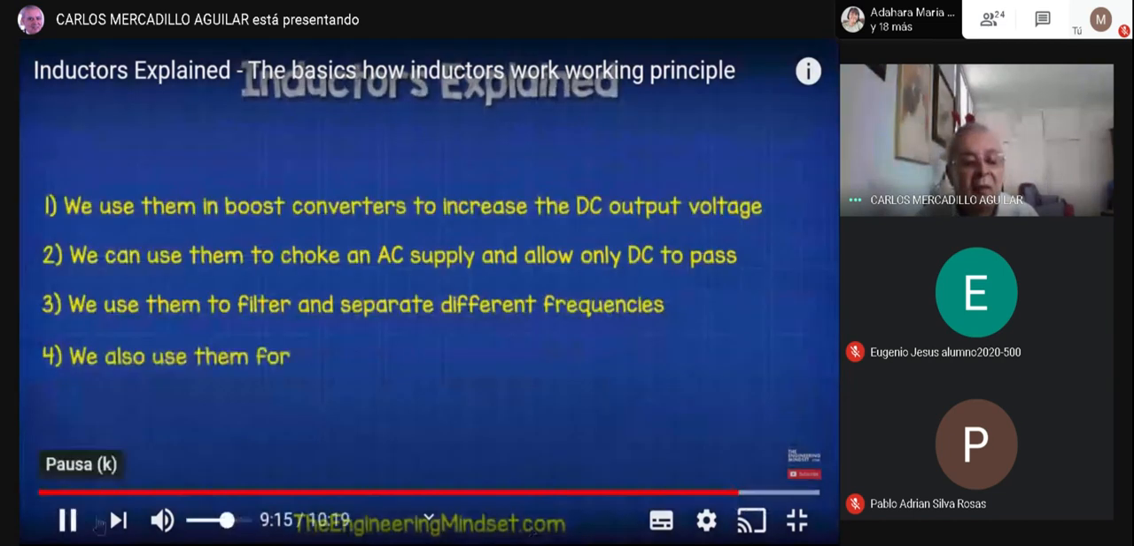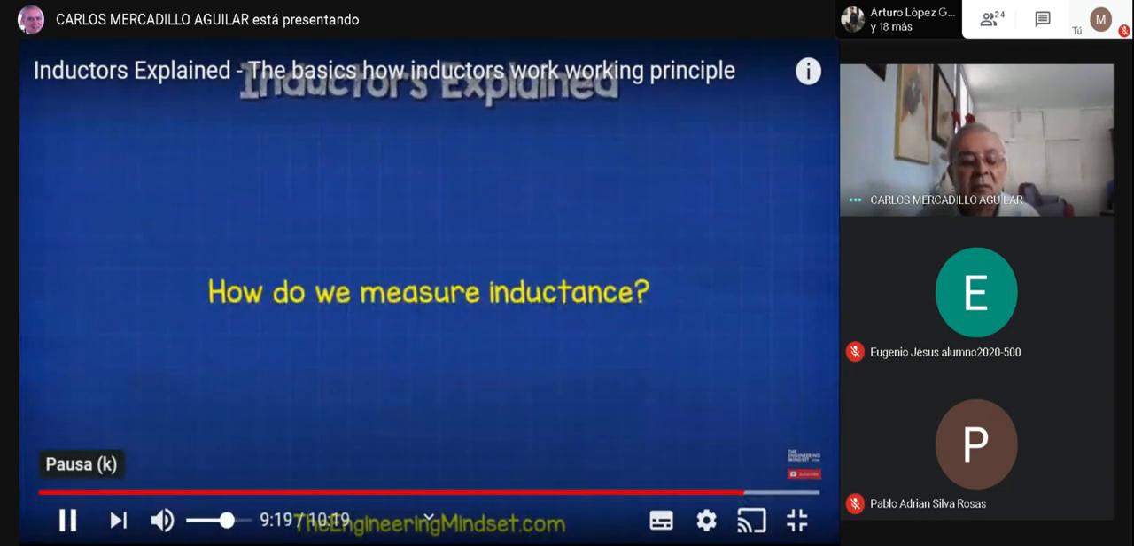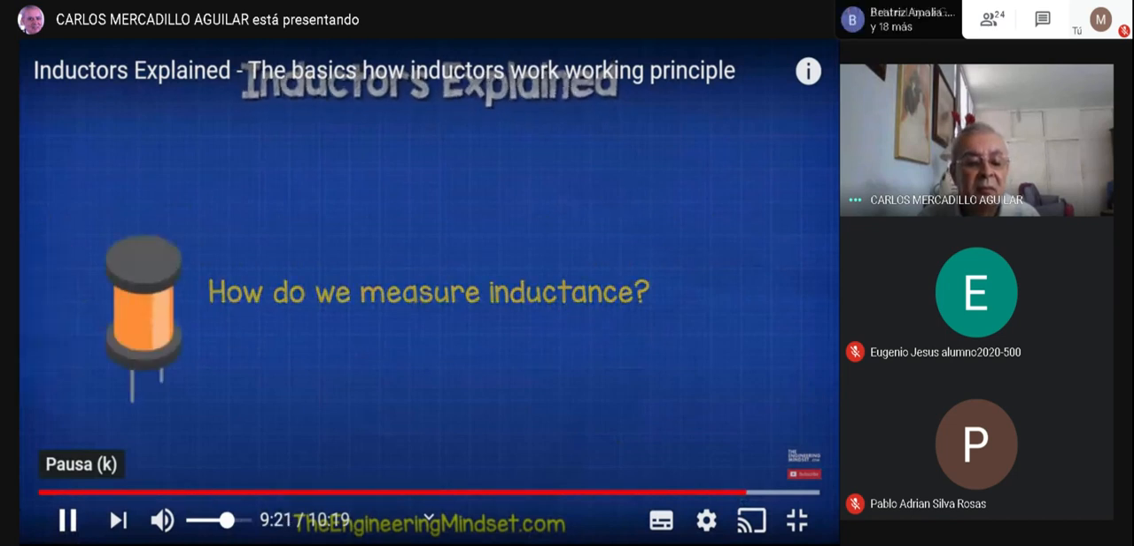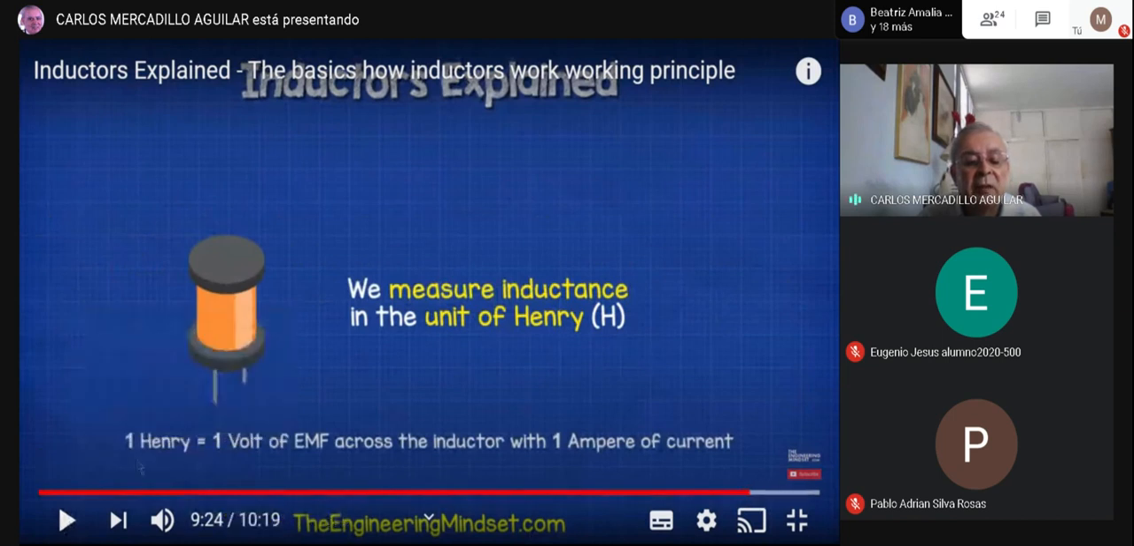How do we measure inductance? We measure the inductance of an inductor in the unit of Henry. It says here, but it passes very fast. 1 Henry equals 1 volt of electromotive force across the inductor with 1 ampere of current change per second.